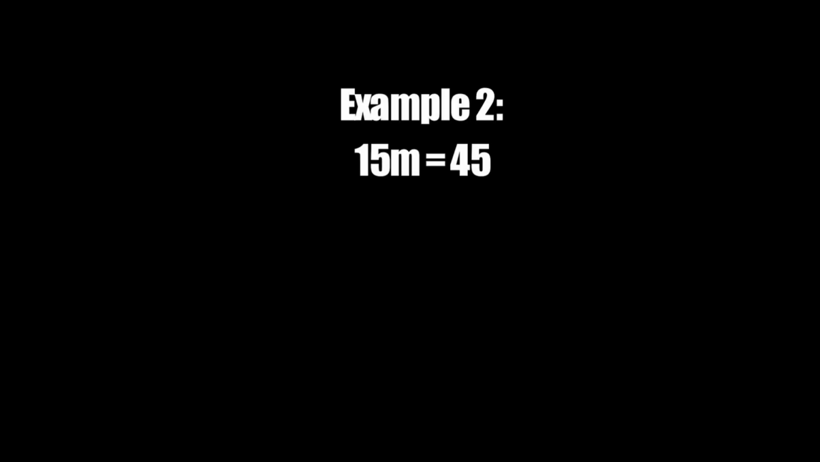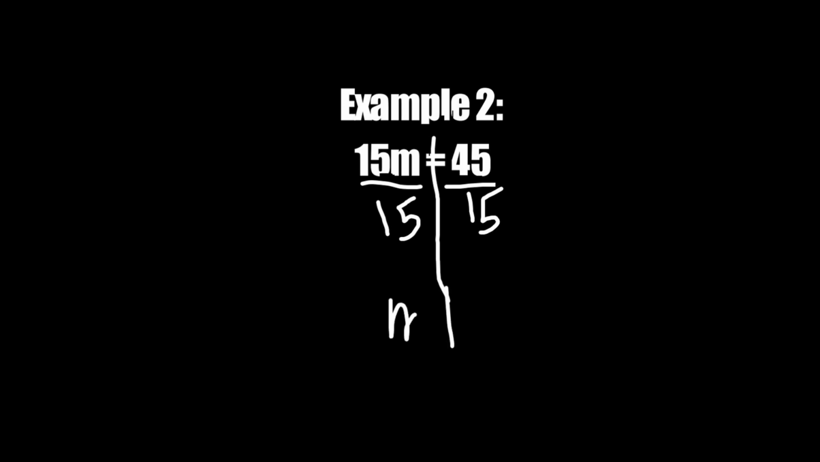Example number 2. 15 times m equals 45. So let's draw our line. And the inverse of multiplication, 15 times m, is going to be division. So we're going to be dividing by 15. And that will bring us to m equals 3.